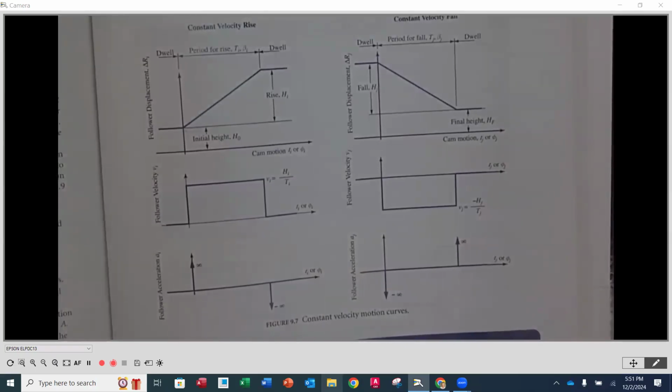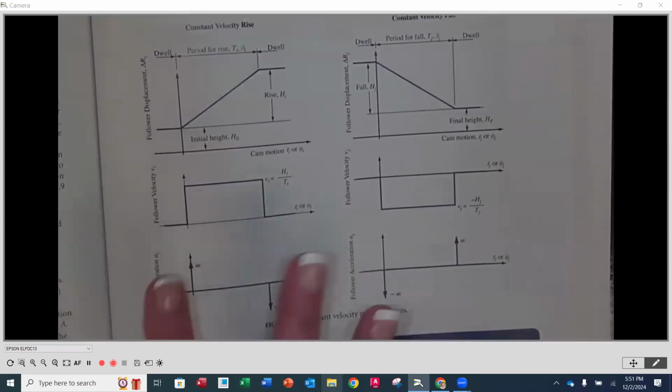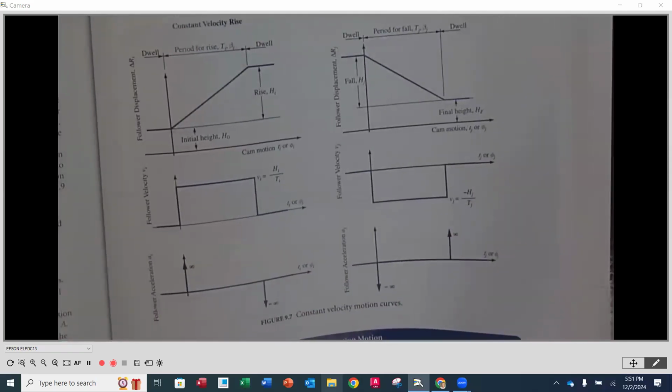So constant velocity, number one, isn't used very often because in theory it's not possible. Number two, you have to use it for very slow speed applications. Otherwise, you are going to have problems with contact. We see it, I think, in one of the example problems just to show you, but in practicality, it's probably not going to be used.